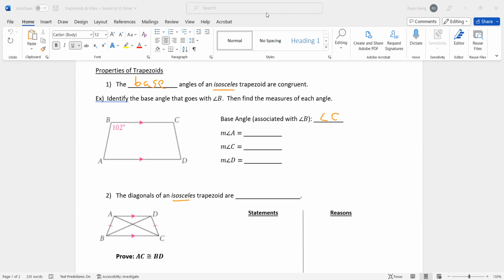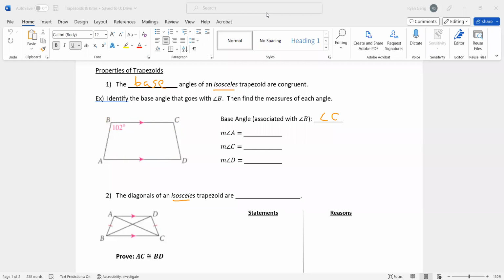So these two, they're on the same side, basically. In a lot the same way, A and D are also base angles. Now, that's a little bit of a change. You're used to looking at opposite angles on a parallelogram. In a trapezoid, its base angles are congruent, in an isosceles trapezoid. All right, so I'm gonna go ahead and get rid of that.